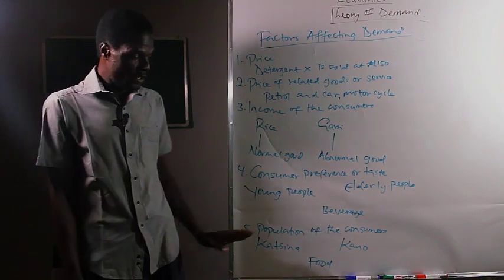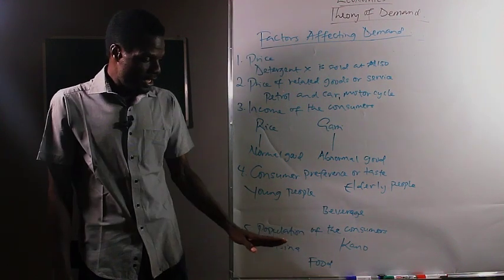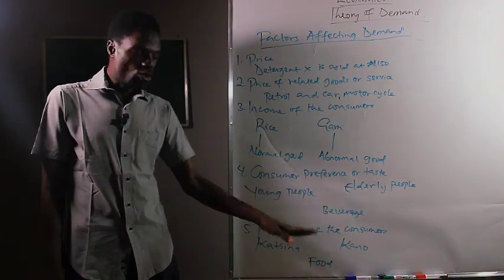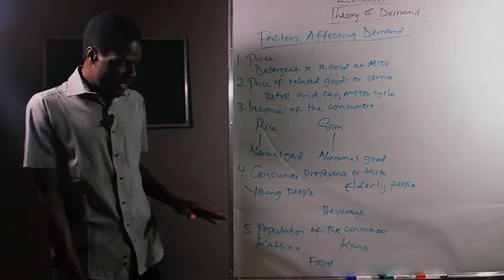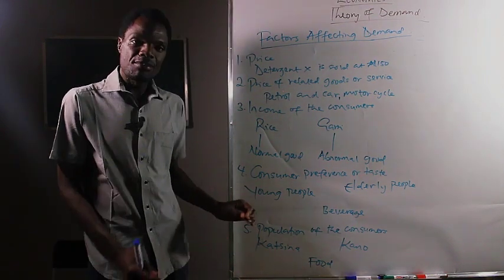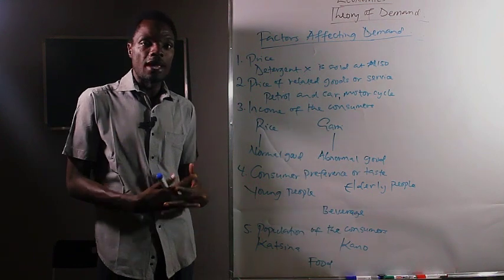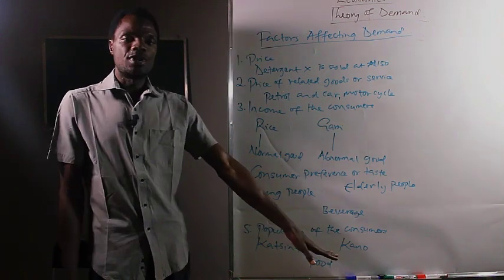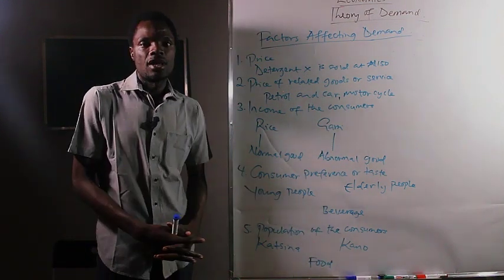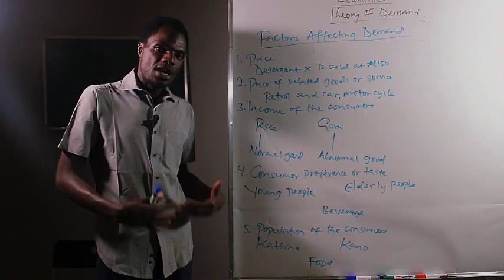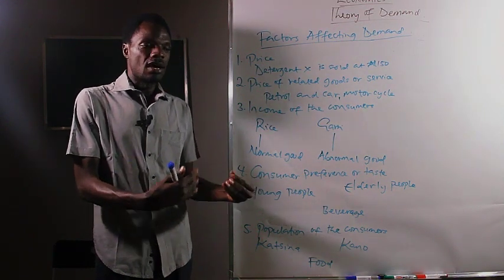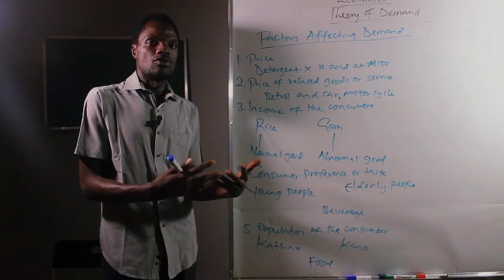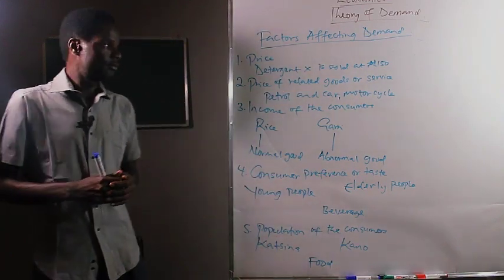Now, for example, in Katsina, there are many people. But when we compare it to Kano State, for example, Kano is more populated than Katsina. So the demand for food in Katsina may be lesser than the one in Kano. Why? Because there is much more population in Kano compared to Katsina. So as long as there are many people in a given area, there will be a great demand for goods and services in that area.